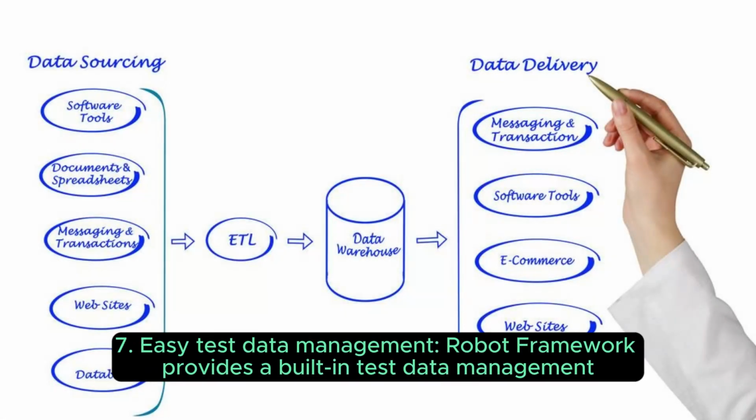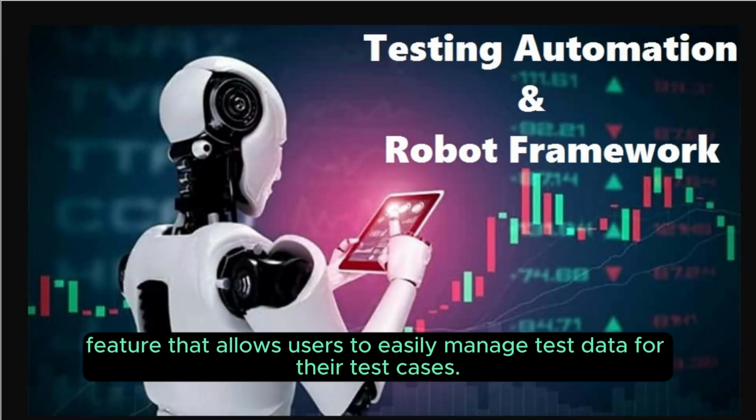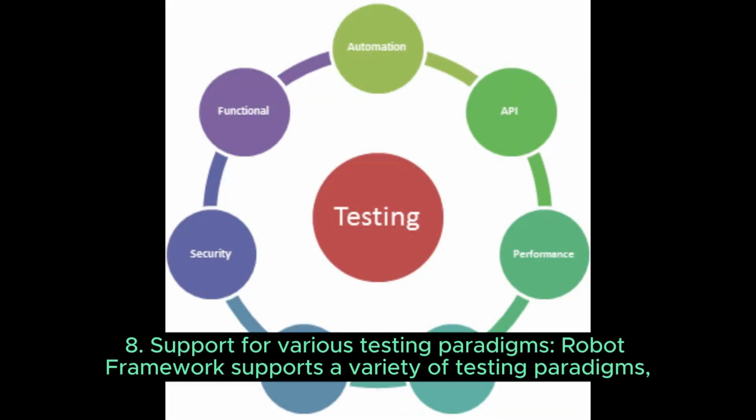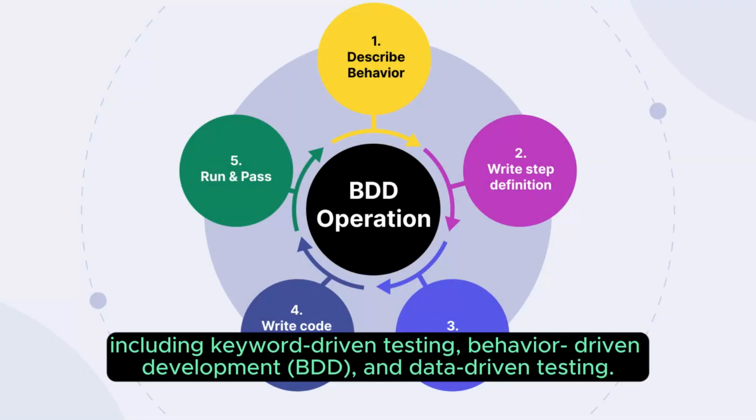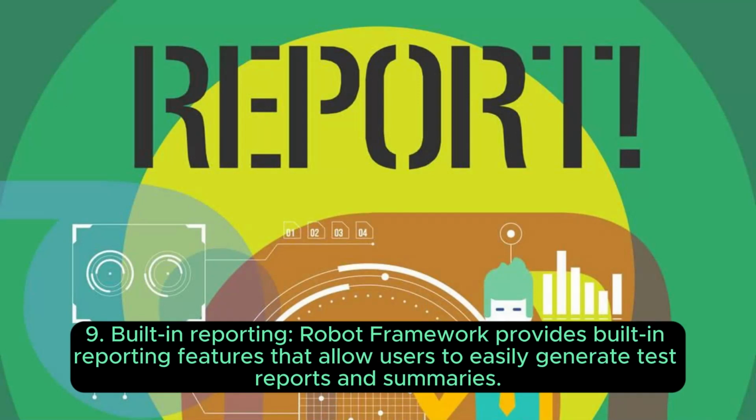7. Easy test data management. Robot Framework provides a built-in test data management feature that allows users to easily manage test data for their test cases. 8. Support for various testing paradigms. Robot Framework supports a variety of testing paradigms, including keyword-driven testing, behavior-driven development (BDD), and data-driven testing. 9. Built-in reporting. Robot Framework provides built-in reporting features that allow users to easily generate test reports and summaries.